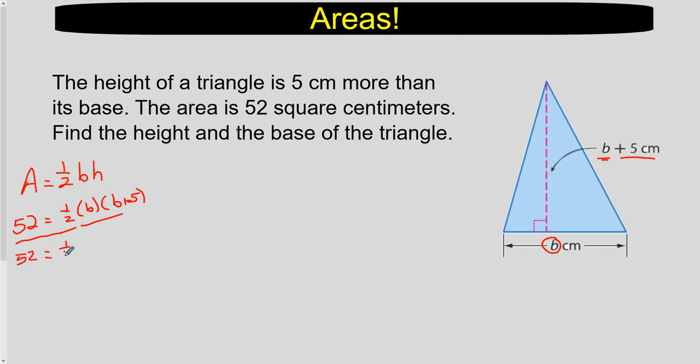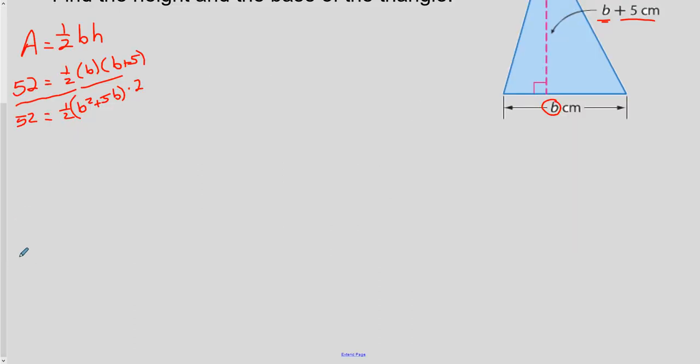52 equals 1/2 b squared plus 5b, right? So if I multiply both sides by 2, I'll get rid of this 1/2. So let's multiply both sides by 2. So 2 times 52 is 104. Half times 2 is gone. I have b squared plus 5b. So 0 equals b squared plus 5b minus 104.